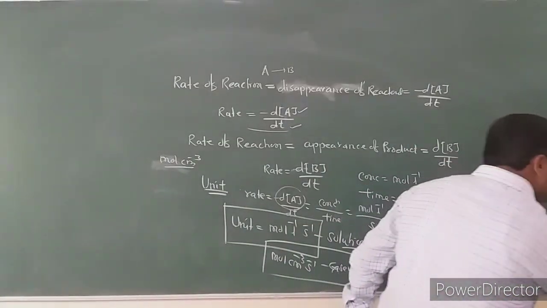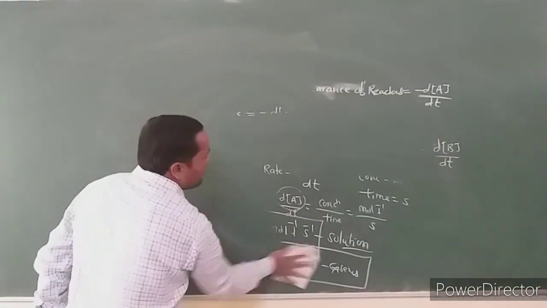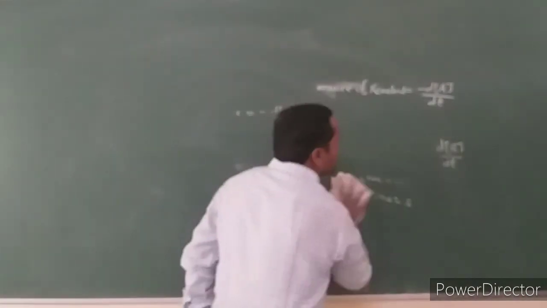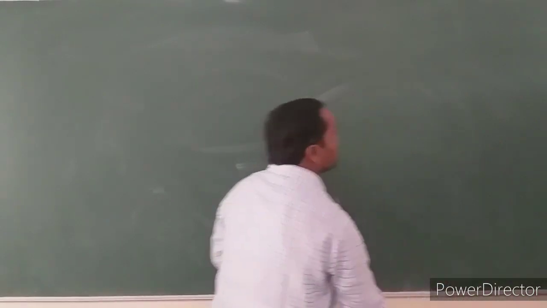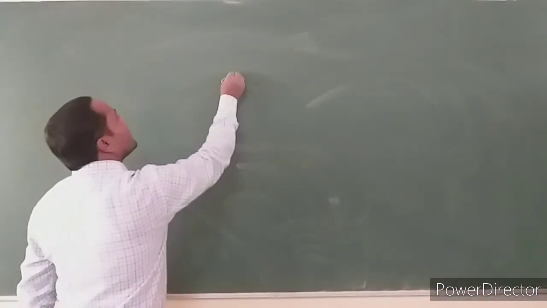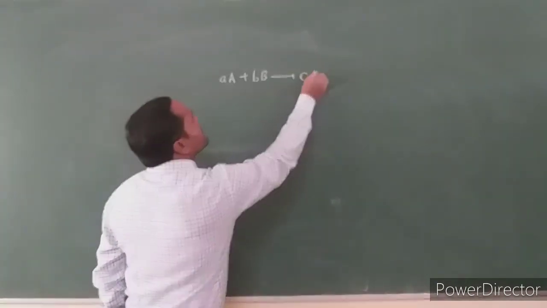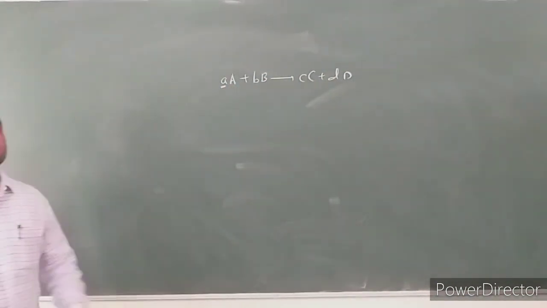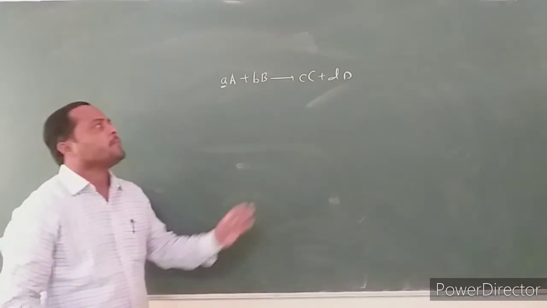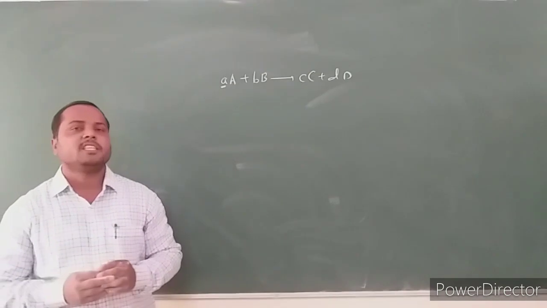Consider a general chemical reaction: a A reacts with b B to give c C plus d D. The small a and b are the coefficients of reactants A and B, and small c and d are the coefficients of products C and D.